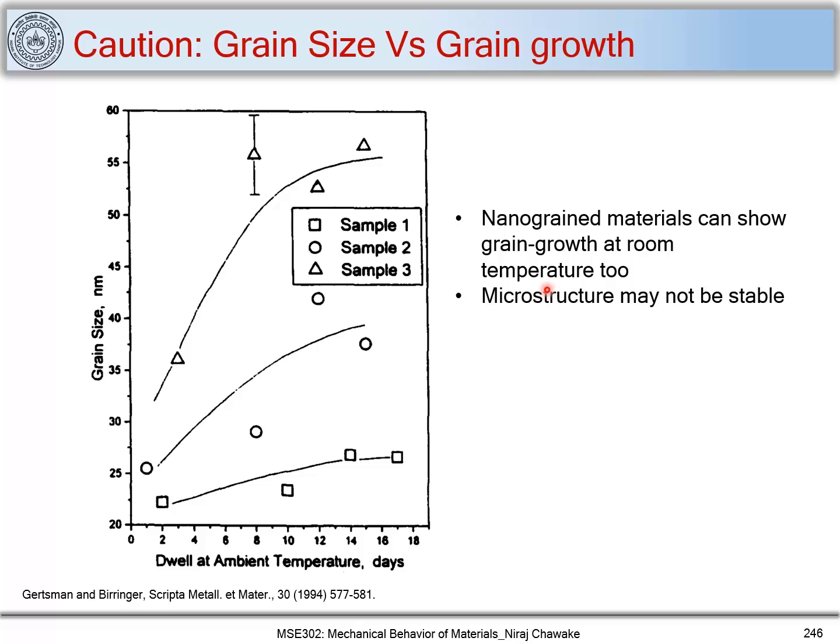Now there is one more important thing I would like to point out: if I go on decreasing the grain size, there is grain growth even at room temperature. I have explained that grain boundaries can be a pathway for diffusion when you apply stresses. Studies have shown this on copper. This copper was synthesized and kept at ambient temperature for a number of days, and you can see that there is an increase in the grain size even at room temperature. So this nanograined material shows grain growth even at room temperature, and thus the microstructure may not be stable. You have to be very careful when you want to synthesize materials in nano sizes. When the grain sizes are in nano, you can see grain growth even at room temperature.